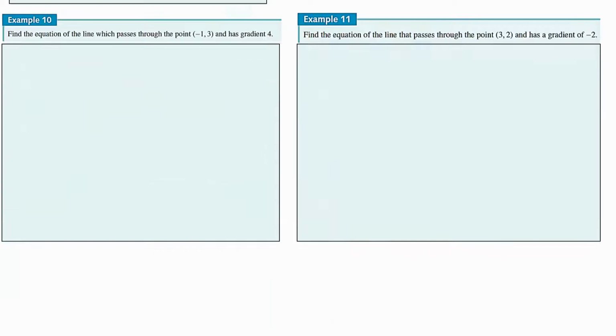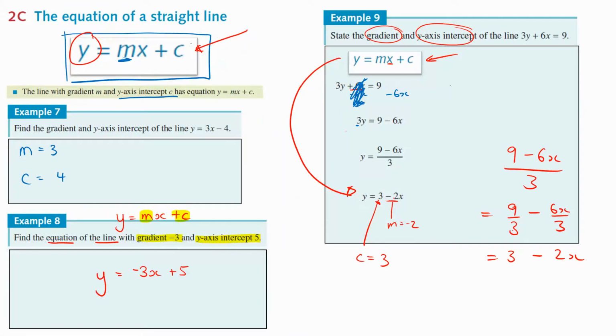So my answer would have to be m, which is the gradient, is equal to -2, not -2x. That's another common mistake most students make. And the value of c, which is the y-axis intercept, is 3.